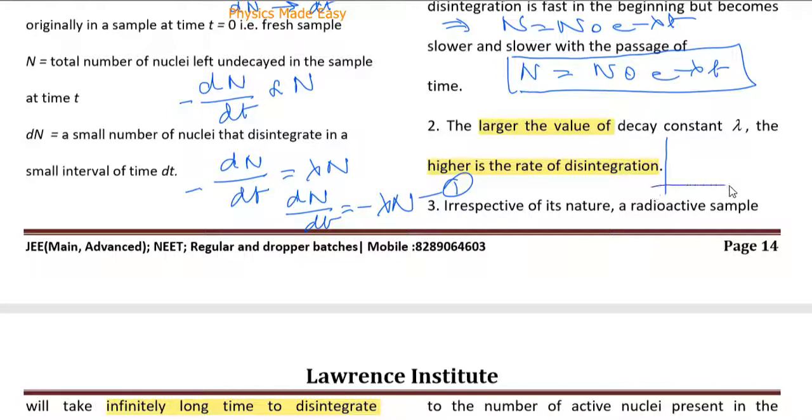This is the x-axis, this is the y-axis. Along this axis, I am taking time, t. And along this axis, you can take N by N naught. Now this curve is an exponential one, exponentially decreasing. So this curve decreases exponentially like this.